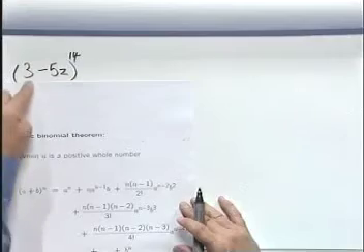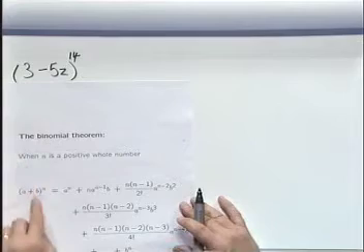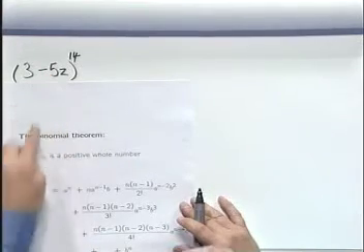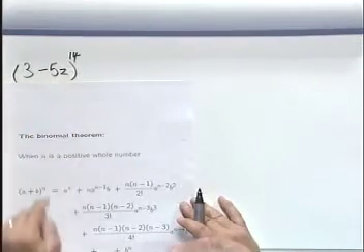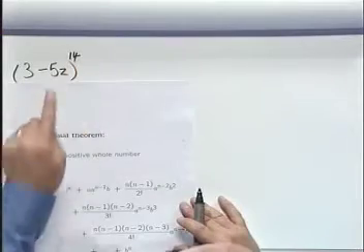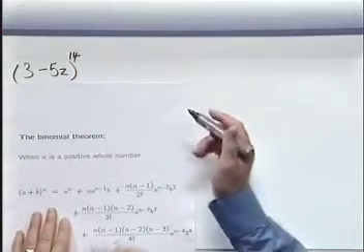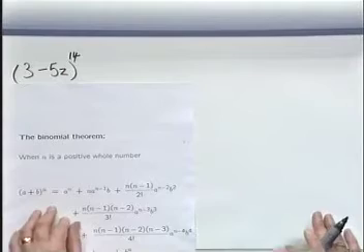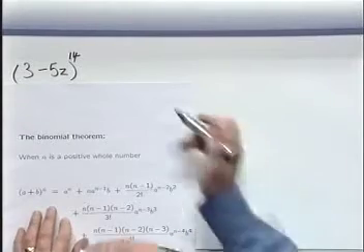A will be 3. Now b is a negative number. B will be minus 5z. N's going to be 14. But we can still use the theorem. Let's see what happens. And in this problem, I'm just going to generate the first 3 terms.